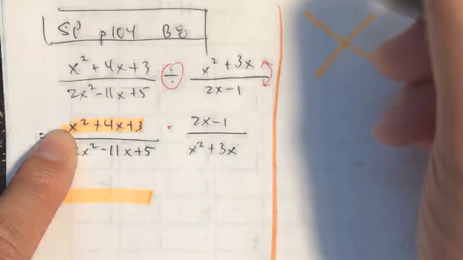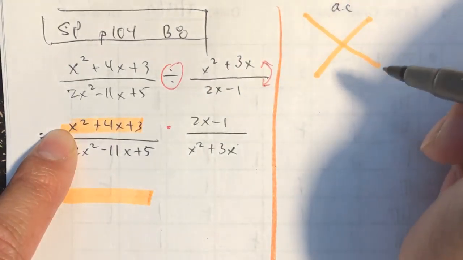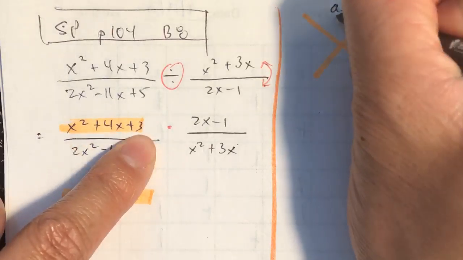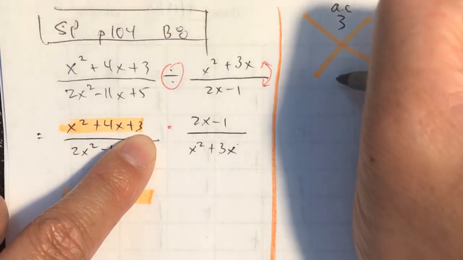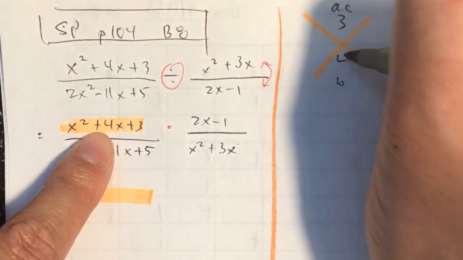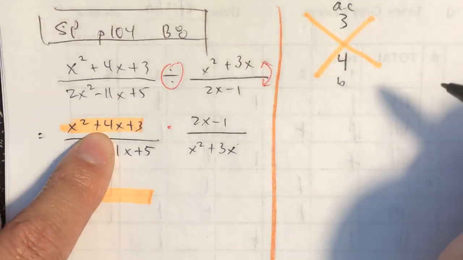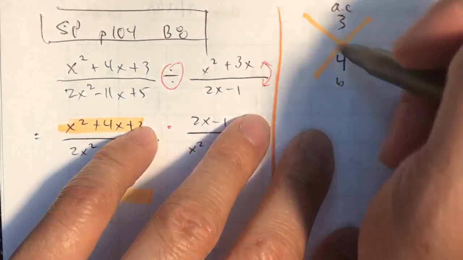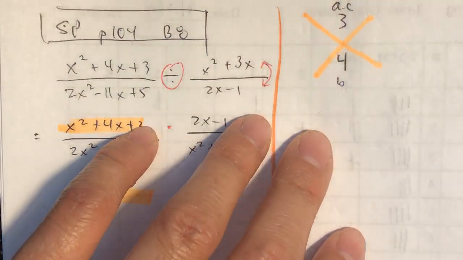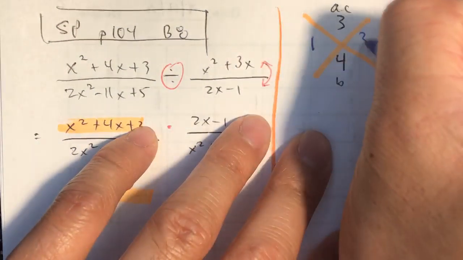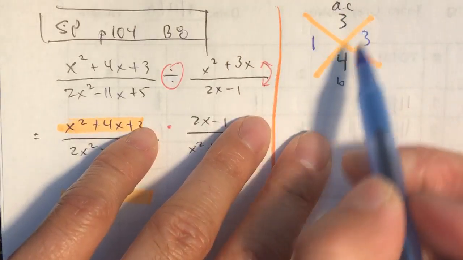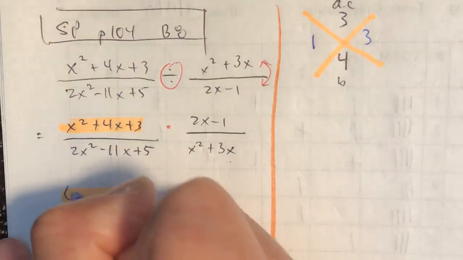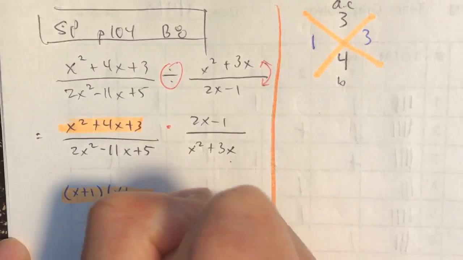So I have a times c. So 1 times 3. My b value I have is 4. And so now I'm going to find two numbers to multiply to be 3, but add to be 4. That's going to be 1 and 3. 1 times 3 is 3. 1 plus 3 is 4. So I have x plus 1, x plus 3.